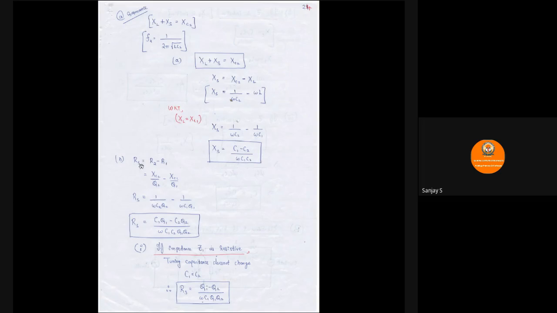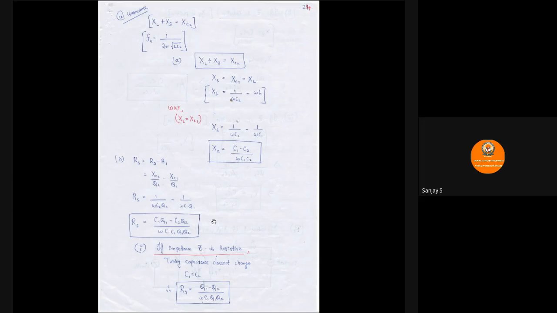Then also we try to find the value of RS. RS is given by R2 minus R1. We try to write the expression for R in terms of Q. We know that Q is nothing but equal to XC by R. So R2 will be XC2 by Q2, and R1 will be XC1 by Q1. And here in place of XC, I substitute 1 over omega C, so that we get 1 over omega C2 Q2 minus 1 over omega C1 Q1. So if you simplify, we get RS is equal to C1 Q1 minus C2 Q2 divided by omega C1 C2 Q1 Q2.